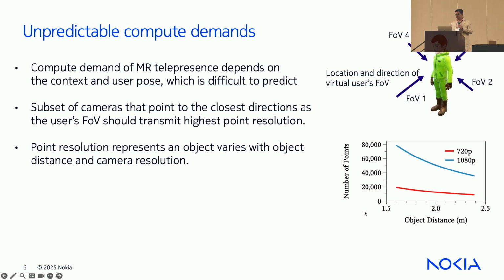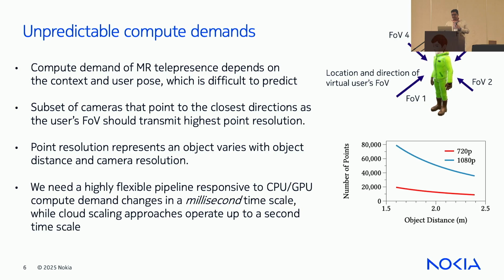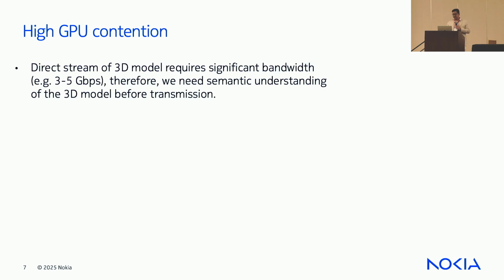This also shows that the point resolution for the same object varies with different distances to the camera, and the different camera resolutions also vary. So we need a highly flexible pipeline that responds to these GPU and CPU demands, right? We're talking about a millisecond time scale. So those cloud scaling approaches that work on a second time scale wouldn't work in our scenario. The third challenge is high GPU contention.